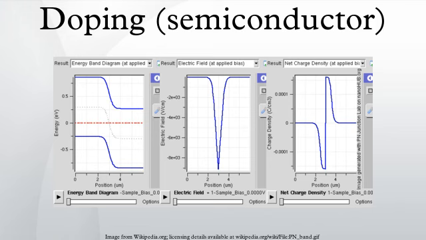NTD is a far less common doping method than diffusion or ion implantation, but it has the advantage of creating an extremely uniform dopant distribution.